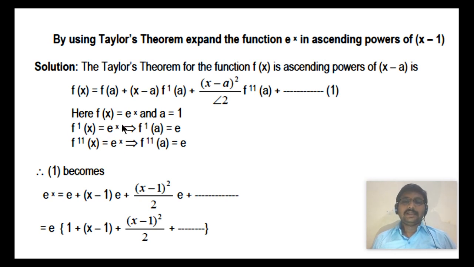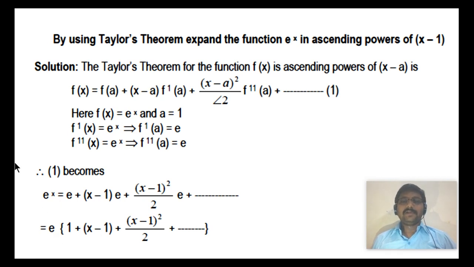Putting a equal to 1, that is x equal to 1, in these functional values we will get the functional value as constant e. Now substituting all these values in equation 1, it becomes like this. In all these terms we will have e as a common term, just taking out e. So then we will have e power x expansion in increasing powers of x minus 1, or in ascending powers of x minus 1, is e into 1 plus x minus 1 plus x minus 1 whole square by 2 plus and so on. It is the required expansion for e power x in powers of x minus 1.